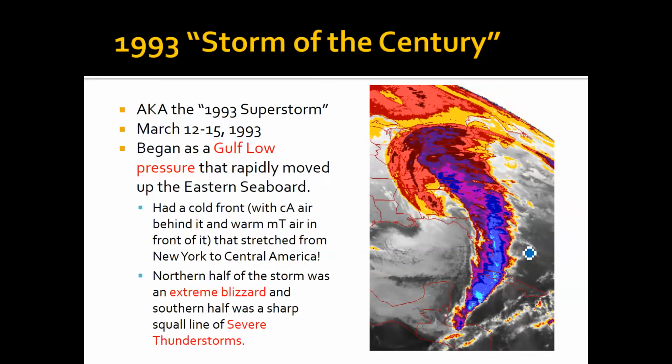The northern half of this storm system actually experienced extreme blizzard conditions. And when I say northern half, I mean pretty much everything north of Florida. This whole area here was extreme blizzard conditions. This storm caused over 100 deaths, billions of dollars of damage, and it was a turning point in forecasting.